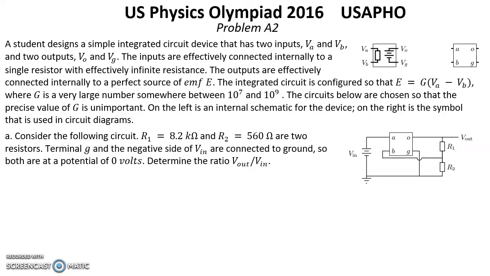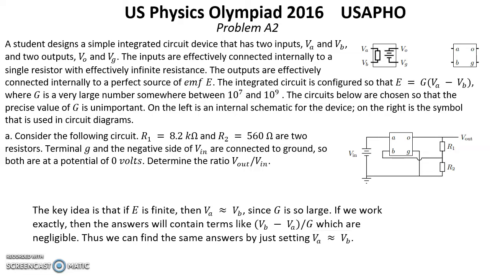Solution for question A. The key idea is that E is finite. Then VA is approximately equal to VB since G is so large. If we work exactly, then the answers will contain terms like (VB minus VA) over G, which are negligible. Thus, we can find the same answers by just setting VA equal to VB.